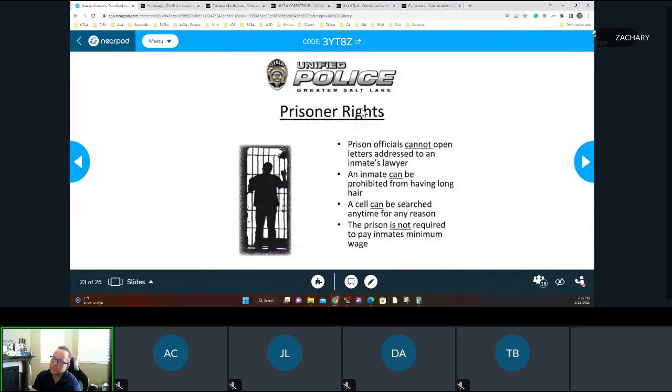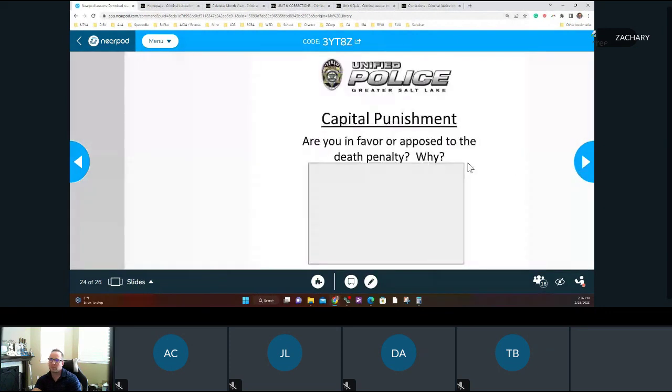So here's some interesting things. Prisoners do have some rights. Officials cannot open letters addressed to the inmate's attorney or lawyer. An inmate can be prohibited from having long hair. A cell can be searched at any time for any reason. The prison is not required to pay inmates a minimum wage. So most do have some type of economy in it, but they're not required to.